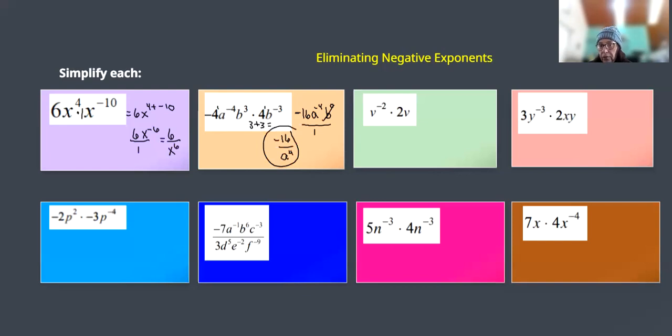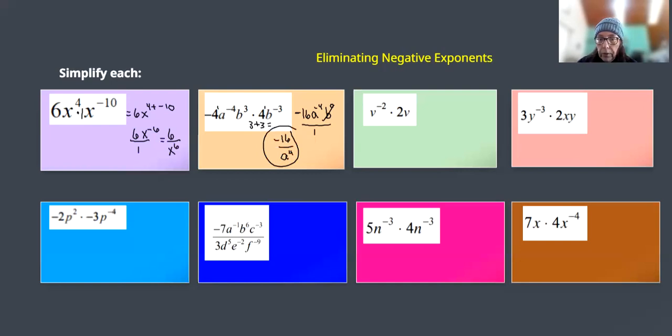Again, try to pause the video every so often and try some of these problems by yourself. Product rule. When you multiply and the bases, those big numbers, it's a base to an exponent, when the bases are the same, add the exponents. You want your answers to always have positive exponents. That's proper math. So let's take a look at the next one.